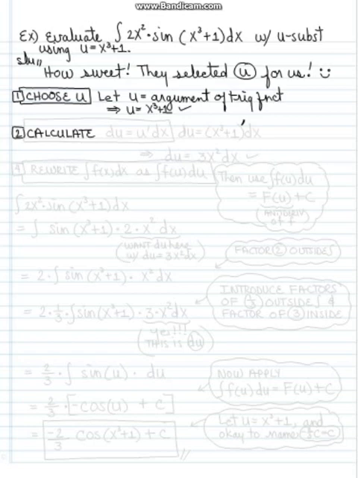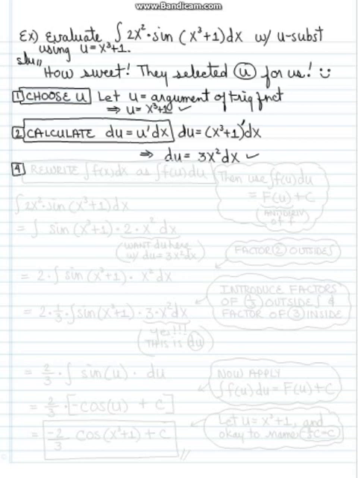Step 2, calculate the differential du with the definition u prime dx. Then du is the derivative of x cubed plus 1, because that's u, times dx. So du is 3 times x to the second power plus 0 dx.